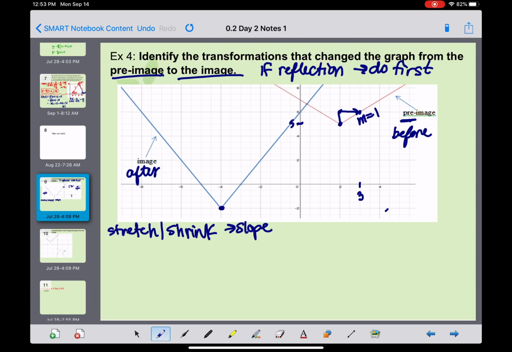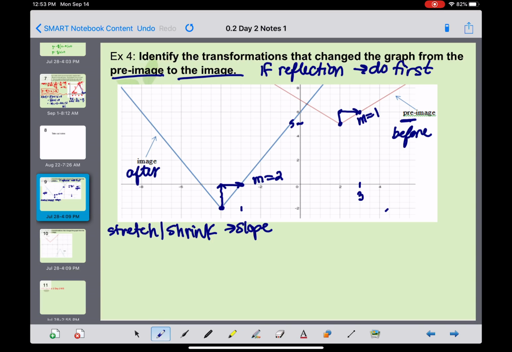Now if I go to this other one, if I go up, let's see, this is over 1. So if I go up 2 over 1, my slope is now 2. Okay, so I started with a slope of 1, and now my slope is 2. So I need to figure out what changed. How do I go from one to the other?